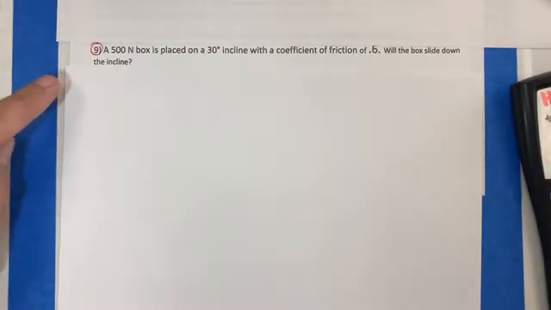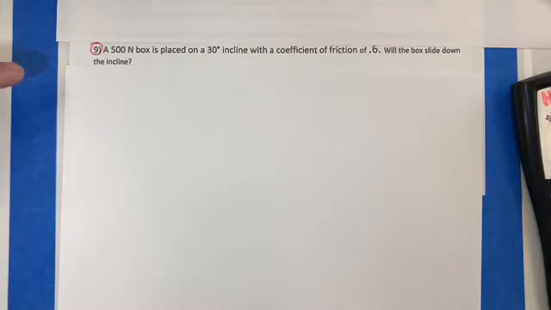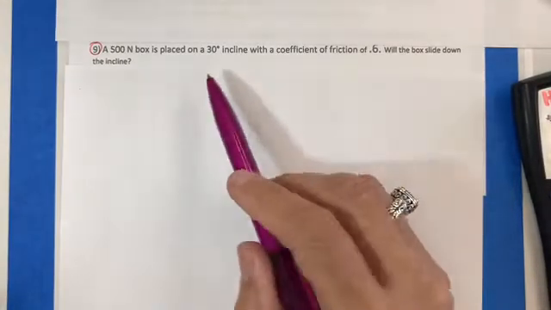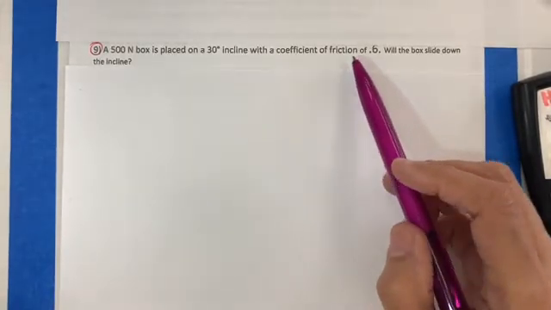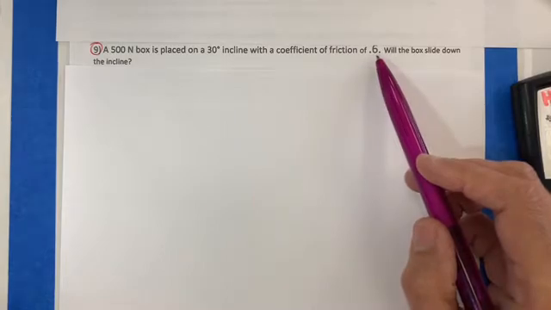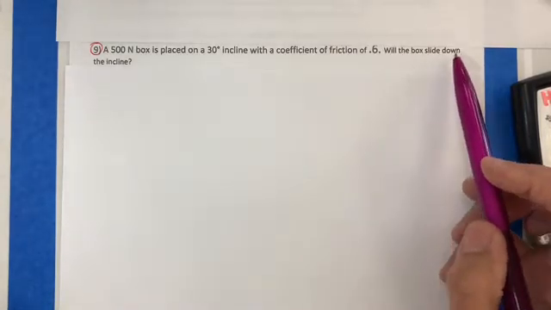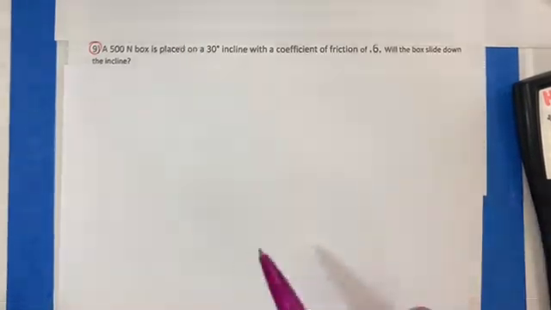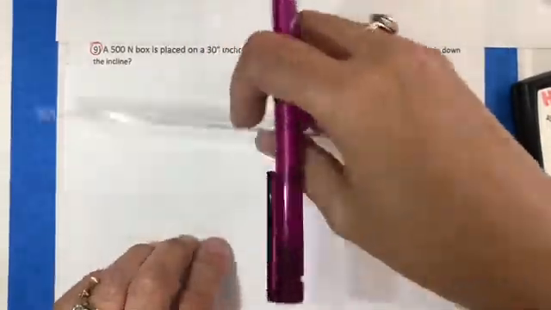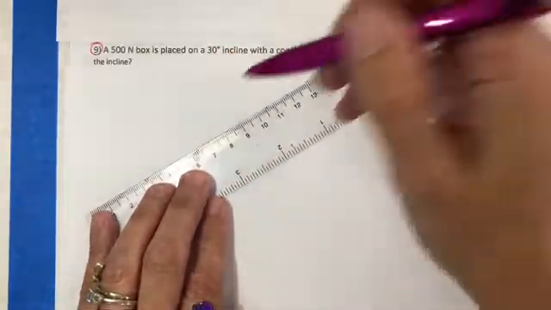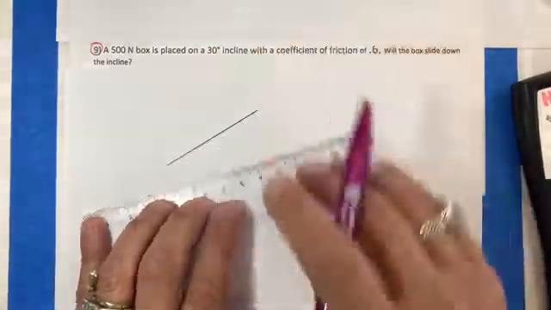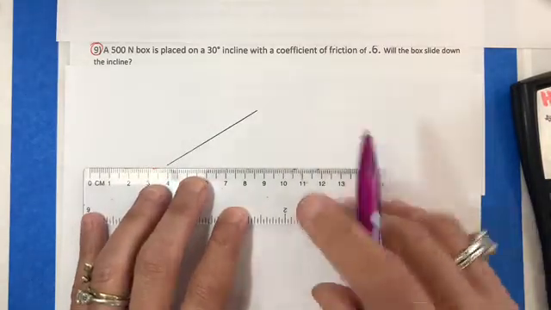Problem number 9. A 500 Newton box is placed on a 30 degrees incline with a coefficient of friction of 0.6. Will the box slide down the incline? So let's draw our incline and work from there, using a free body diagram on an incline. So this is an incline.